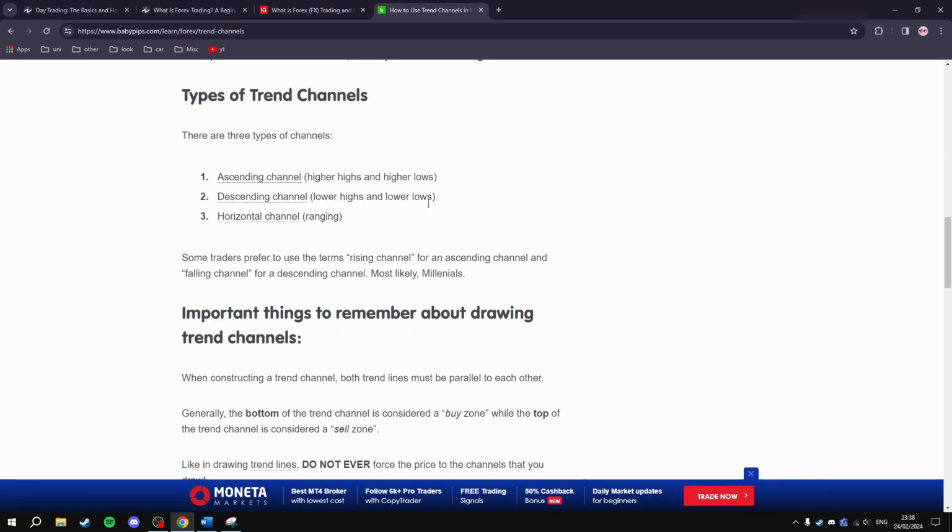Some traders prefer to use the terms rising channel for an ascending channel and falling channel for a descending channel, most likely millennials.